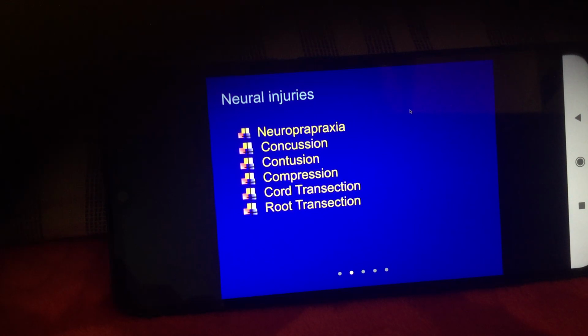And another injury is compression. In compression, any bony fragment or ligament, or any injury, even a hematoma, might compress the spinal cord or the nerve. That is the compression injury. A cord transection is when there is a complete transection or complete cut of the cord. Usually it occurs in fracture dislocation. And sometimes the cord might be intact, but the root that is coming out from the spinal cord might be transected. That is known as root transection.